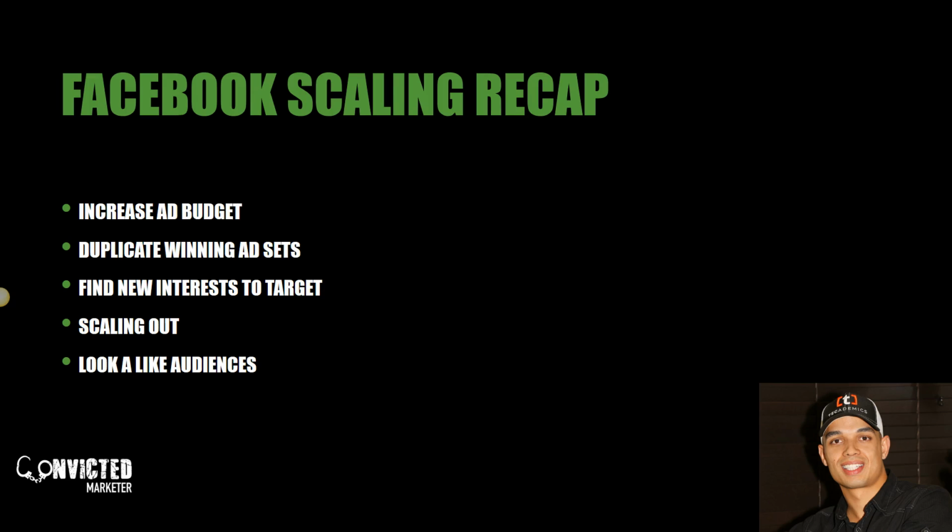So just to recap everything, guys, there were 5 different ways that we went over on scaling: increasing your ad budget, really simple to do; duplicating winning ad sets, which is one of my favorites; targeting new interests and finding those new interests; and then scaling out, where we were finding different campaigns that we can scale our campaigns out to; and then also the super powerful lookalike audiences.